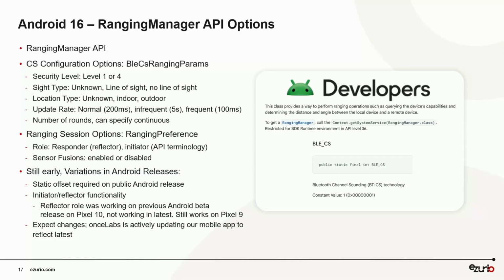I would comment that what we've seen in a lot of the testing is that it's still very much beta. It's still very much in development from Android. We saw, for example, that the reflector mode worked in one beta and it didn't in the next, and then they fixed it again in the very next release. So it's still a very much growing development environment, even at the Android API level.